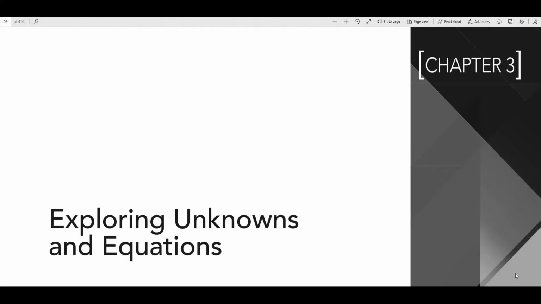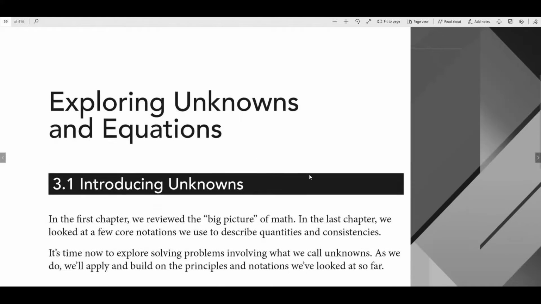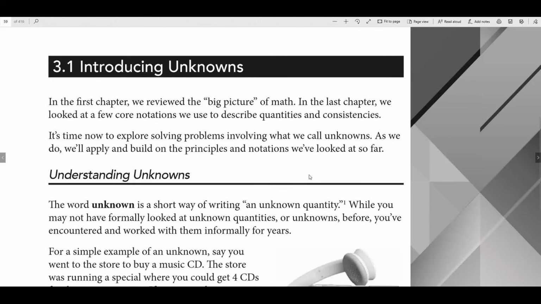And good morning. Okay, we're going to go ahead and start chapter 3 in book 2, exploring unknowns and equations. So let's look at 3.1.